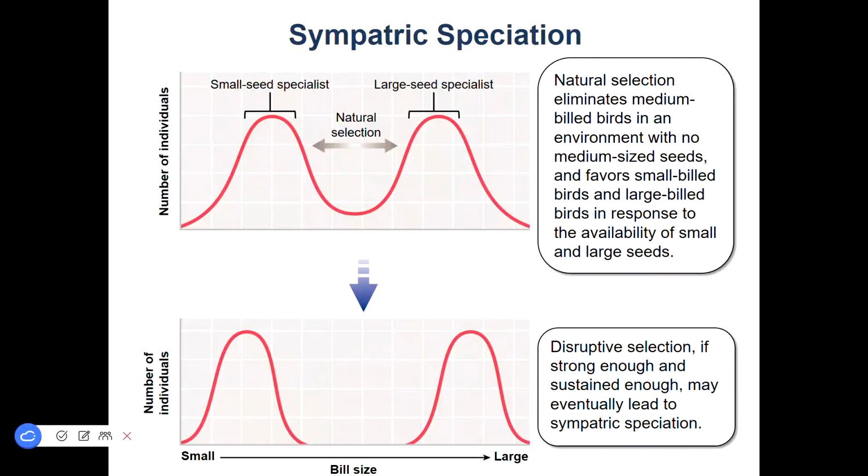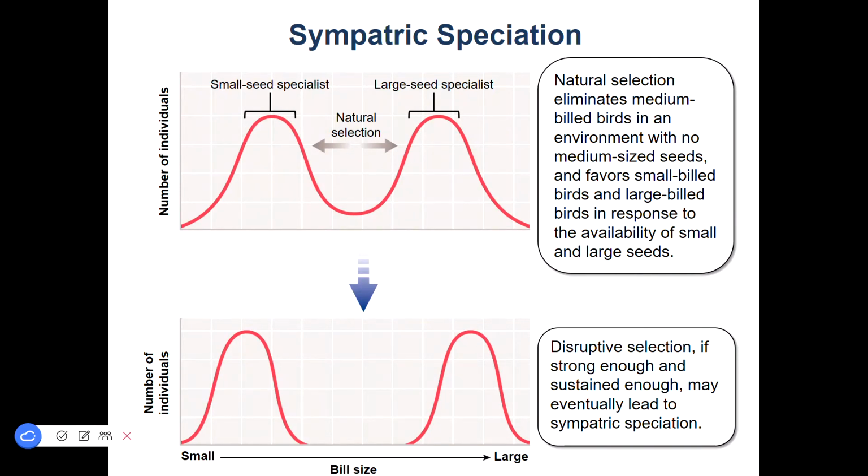So another way to think about this is if we have natural selection happening, we have our number of individuals on our y-axis and bill size, the size of the beaks of birds, on our x, and we start small and we get bigger to large. Natural selection can eliminate medium-billed birds in an environment if no medium seeds are around, and beak size is equal to the types of seeds you can eat. So if there's no medium seeds for you to eat and you have a medium-sized bill, you're going to die because you're going to starve to death.